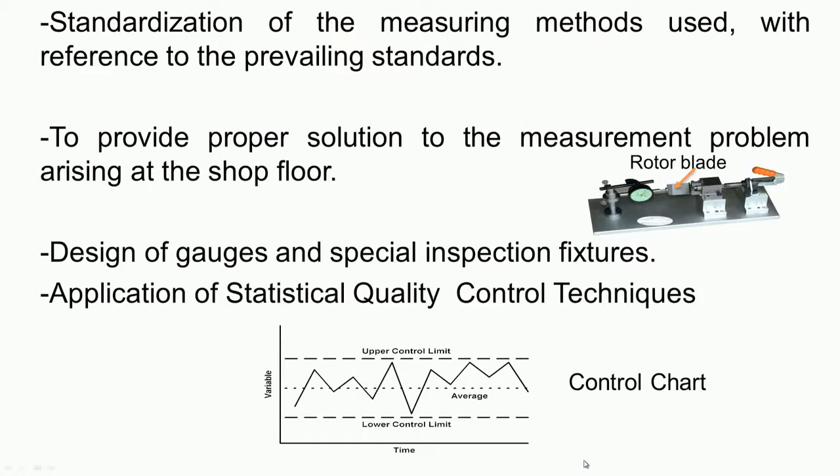Now another objective of metrology is standardization of measuring methods used with reference to the prevailing standards. That means whenever new products are developed, we need to develop new methods of measurement, and then we should consult the prevailing standards, and then we should suggest the measuring instruments. That means we should standardize the various kinds of methods as per the prevailing standard.